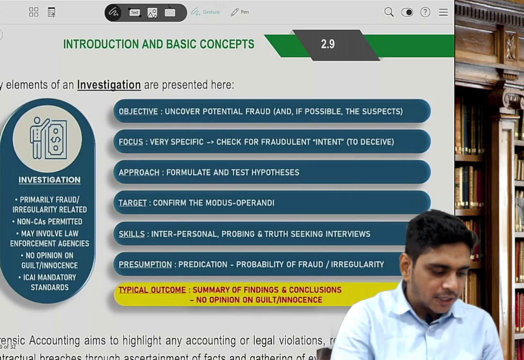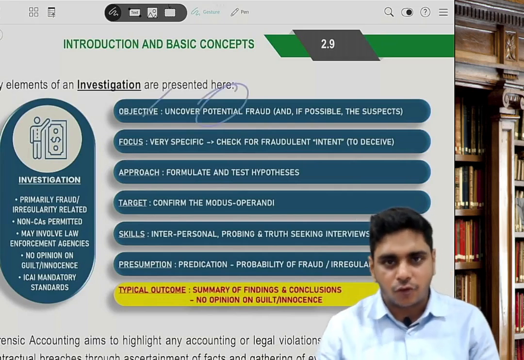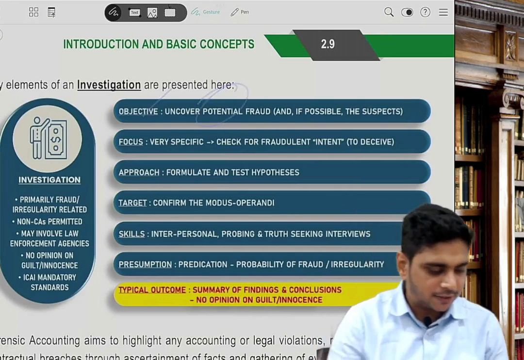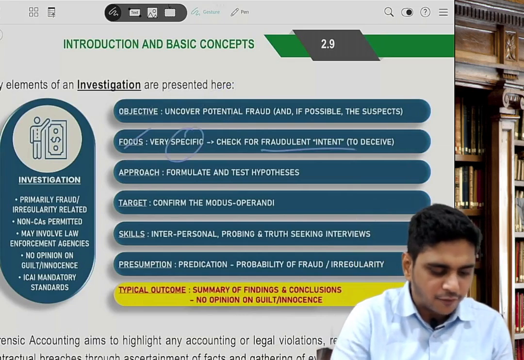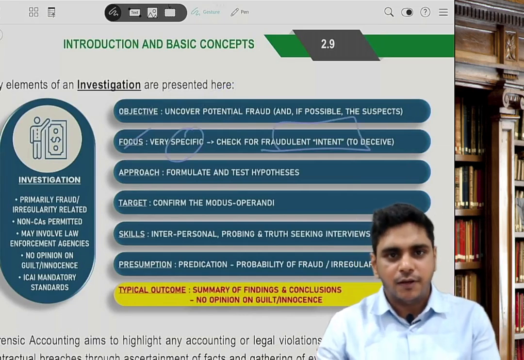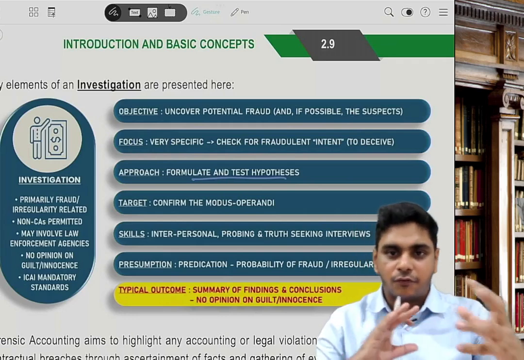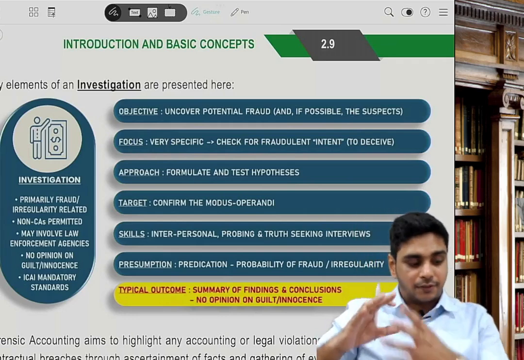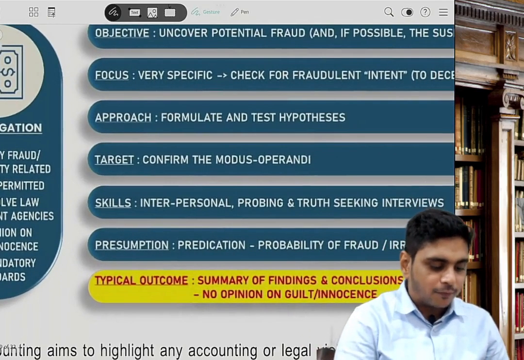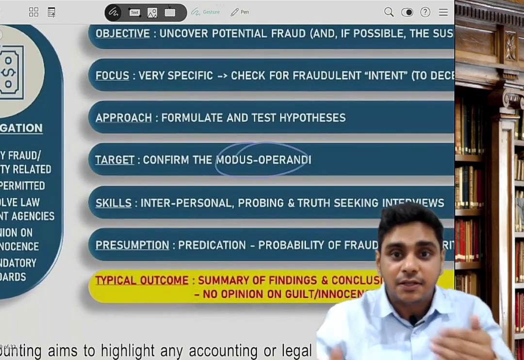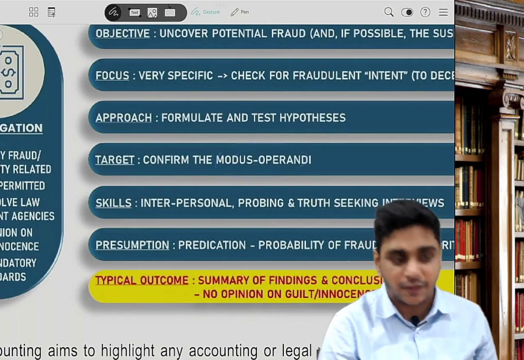Here, the objective is to uncover the potential fraud and if possible the suspects. Focus: it is very specific, check for fraudulent intention to deceive. Approach: formulate and test the hypothesis. Different scenarios: what if this has happened, what if this would have happened. Target: you will confirm the modus operandi, how he has done that fraud. That is called investigation.